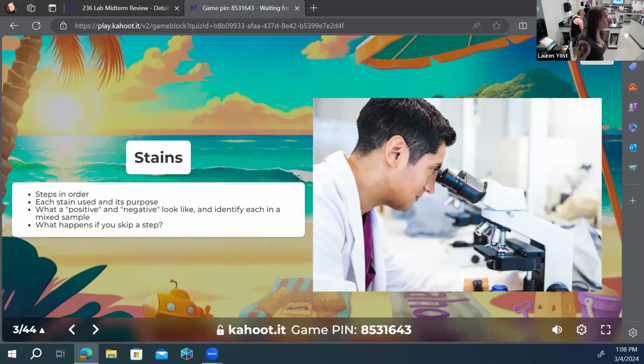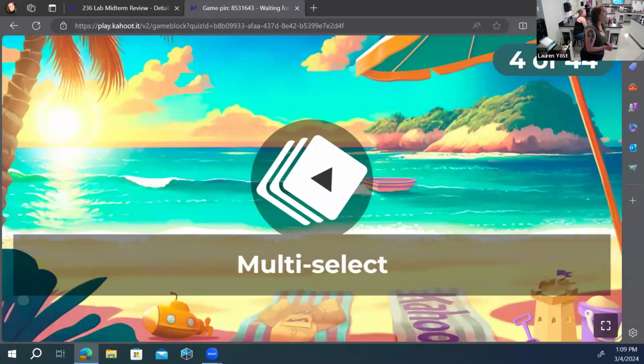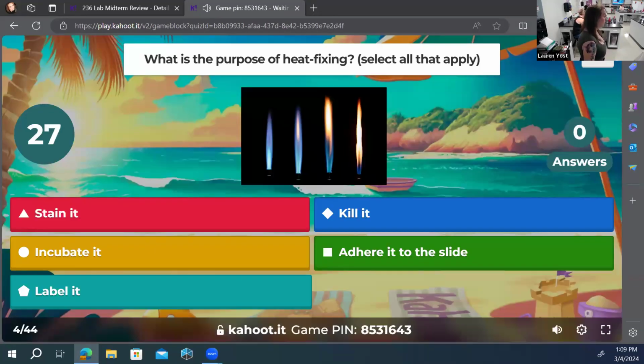All right, so let's get into the questions for it. There could be more than one for this. So what is the purpose of heat fixing? What does the heat fixing itself do? Let's say that.